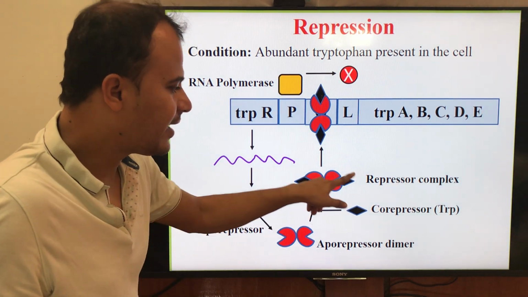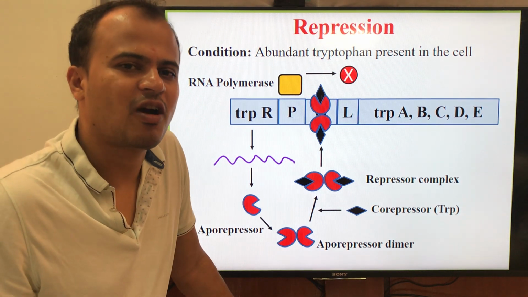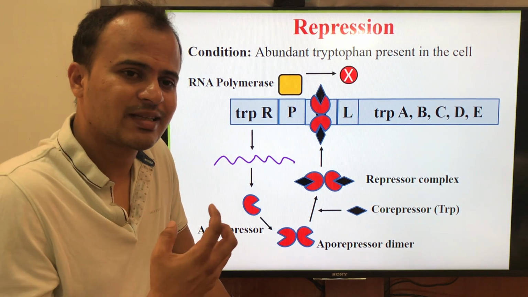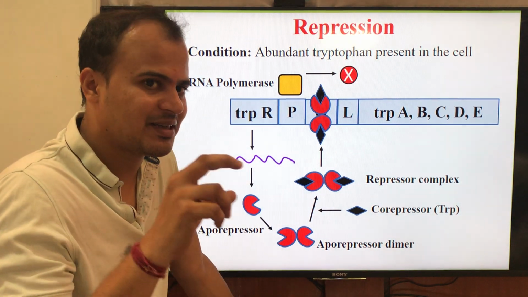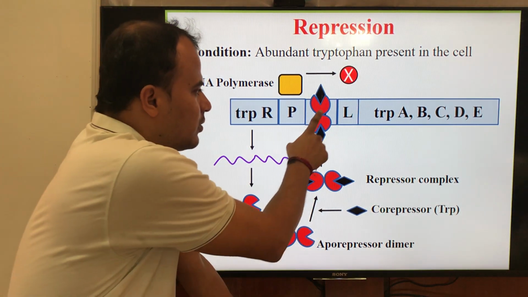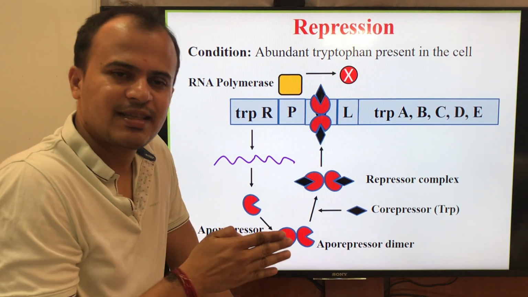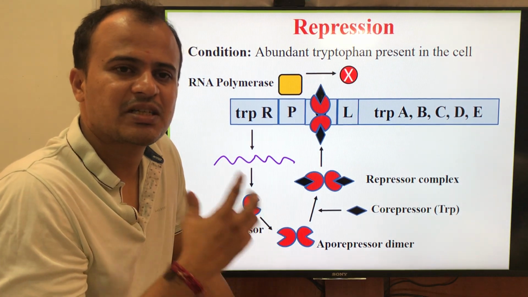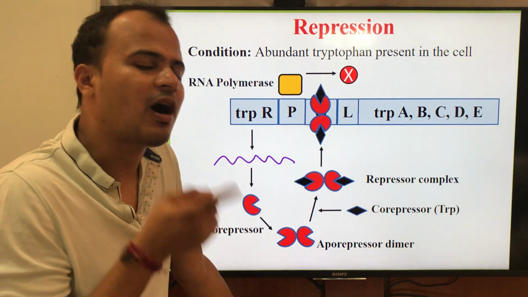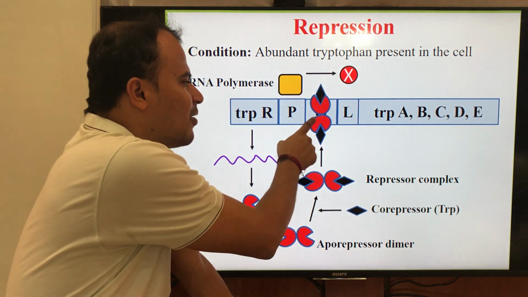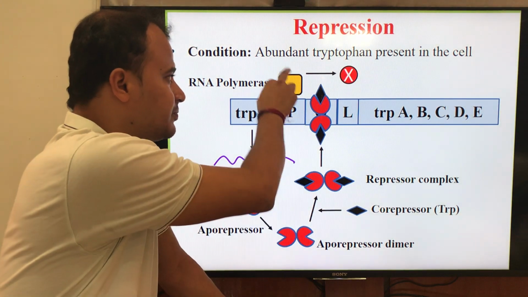Now this is the activated complex. What is the function of the activated complex? As soon as it gets activated, it binds to the operator sequence. Once it binds to the operator sequence, as I said, the operator sequence decides whether the tryptophan operon should be operational or non-operational. Now the operator is bound by the repressor complex.